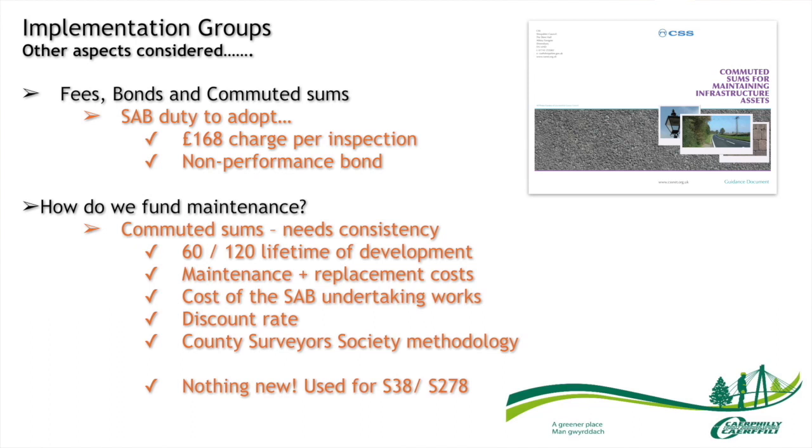We're also on various task and finish groups, as I mentioned earlier, with Welsh Government. And one of them was the fees, bonds and commuted sum group. So with SuDS going forward, most of you will find this quite interesting. In Wales, the SAB has a duty to adopt, so we will be charging £168 per inspection. So we know what we're getting when we inspect the site. And we'll be securing non-performance bonds should there be a default on the construction.